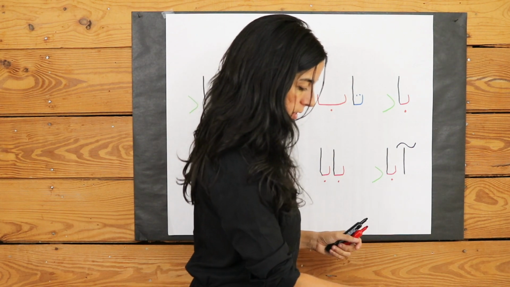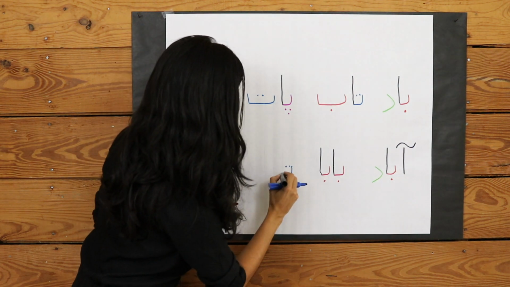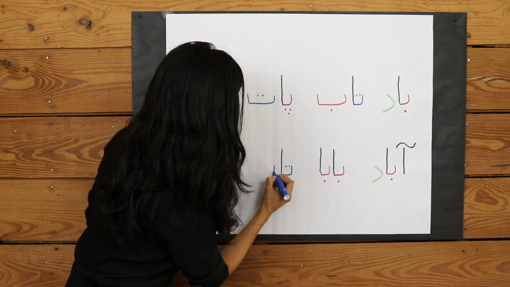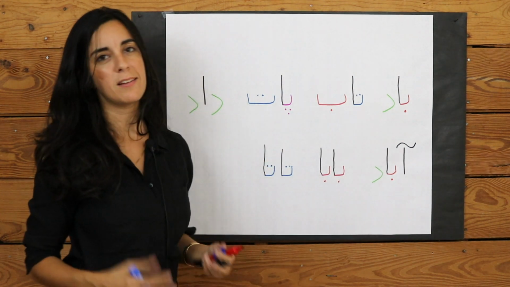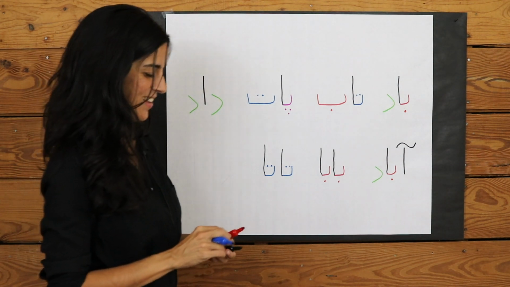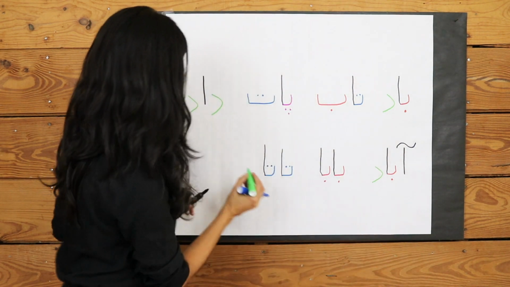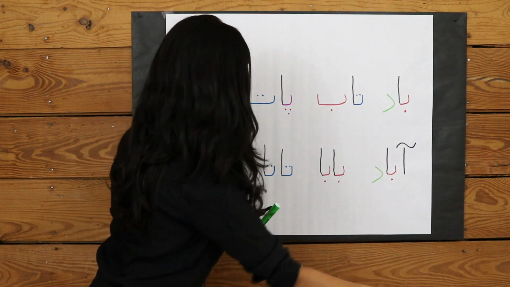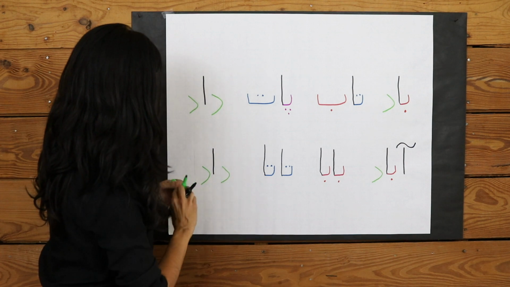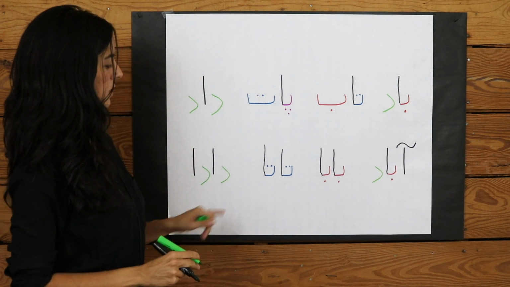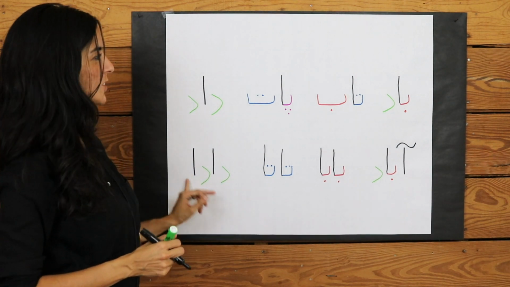The next one is ta, and slang for goodbye, ta. And finally, de, a, de, a becomes da, and that's a made-up word. It's just for practicing reading, da.